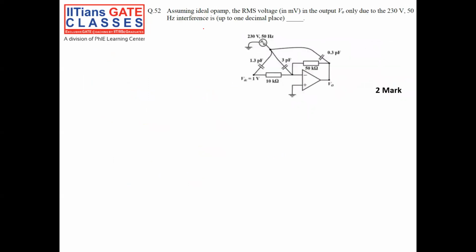So assuming an ideal op-amp, the RMS voltage in the output V0 only due to 230 volt 50 hertz interference is, okay. So there is an interference here. We have to calculate the output only due to this interference at the output, okay. So I have to calculate the output V0 due to the interference at this point.